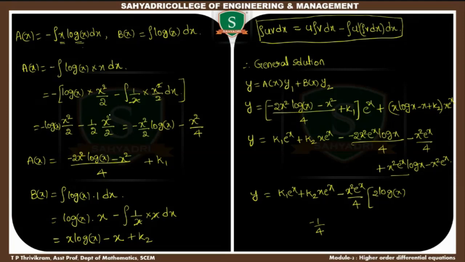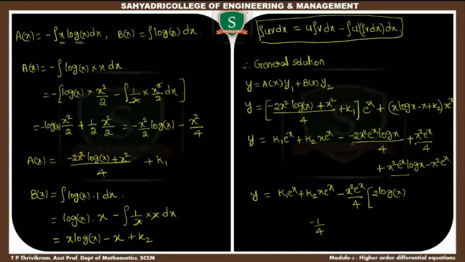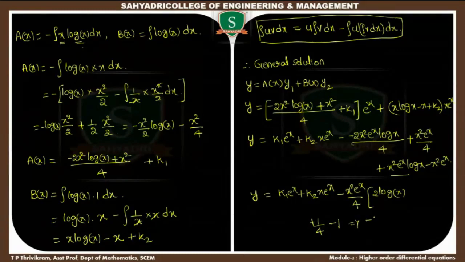I think this minus is there, right? Here plus we will get. I think this is plus. Okay. So plus 1 by 4 minus 1. So will be how much? Minus 3 by 4, right? So by 4 already I have written. Minus 3 you can write. Okay. So this is the final answer.